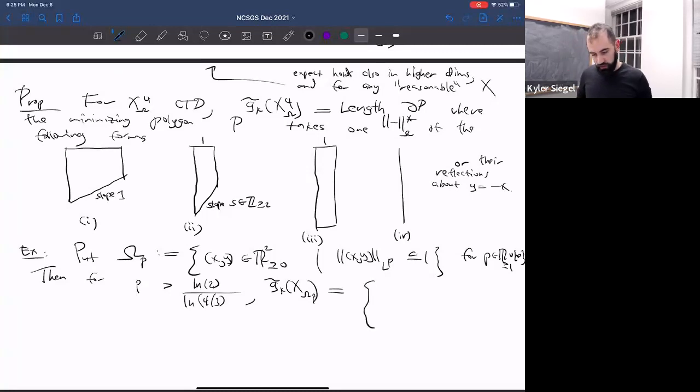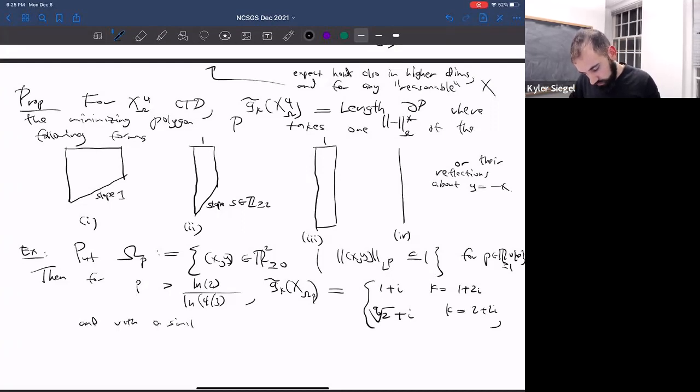It's 2 periodic in k. So if k is odd, then it's 1 plus I, and if k is even, then it's given by the qth root of 2 plus I. And there's a similar formula if p is less than that threshold, which is 3 periodic.